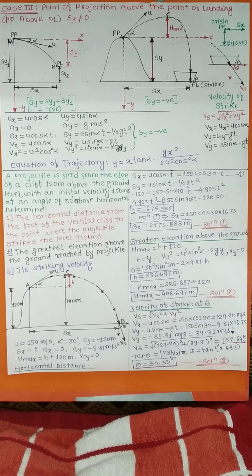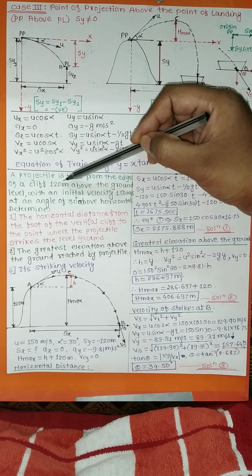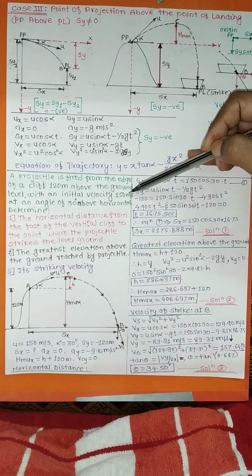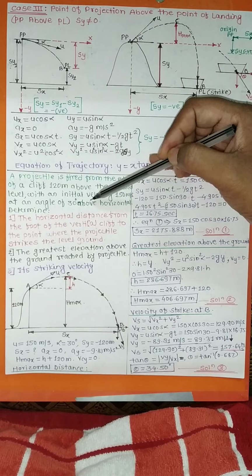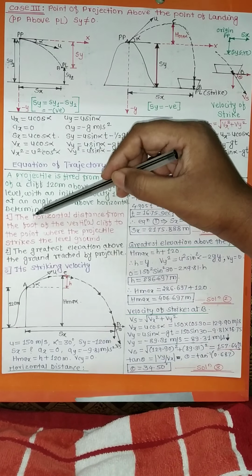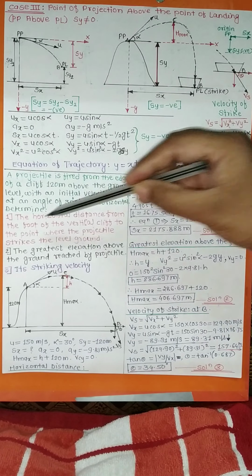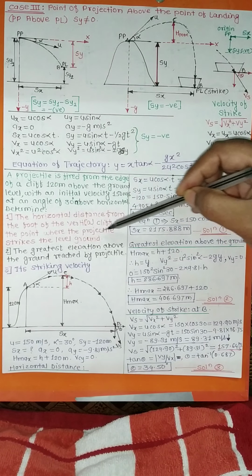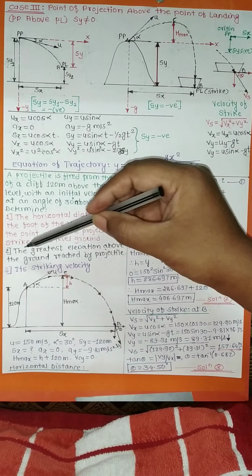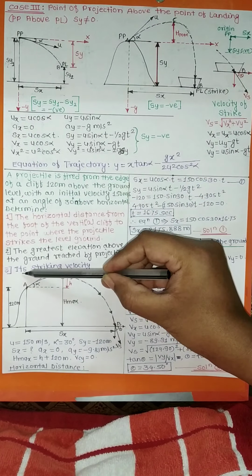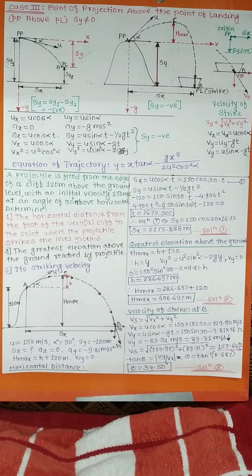A projectile is fired from the edge of a cliff 120 meter above the ground with an initial velocity 150 meter per second at an angle of 30 degree above the horizontal. Determine, the very first question is the horizontal distance from the foot of the vertical cliff to the point where the projectile strikes the level ground. Second question is the greatest elevation above the ground reached by the projectile. And third question is its striking velocity. There are three questions asked in this numerical.